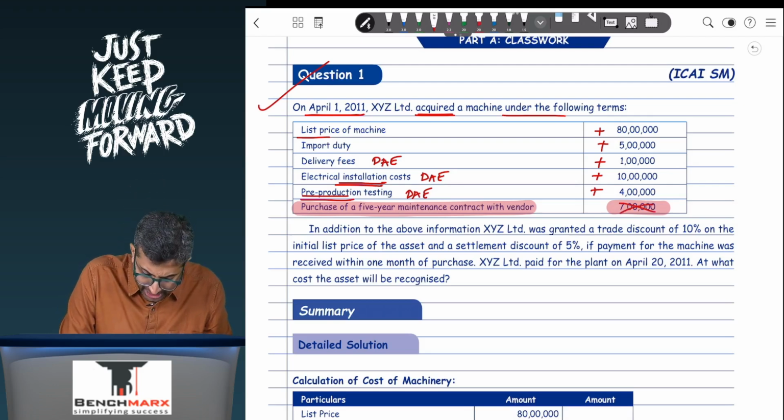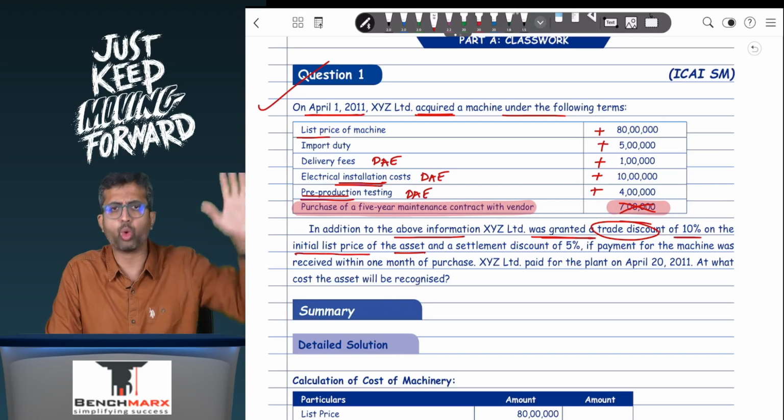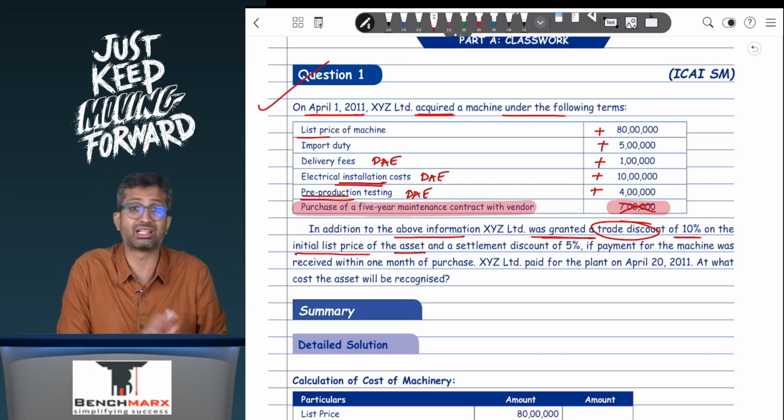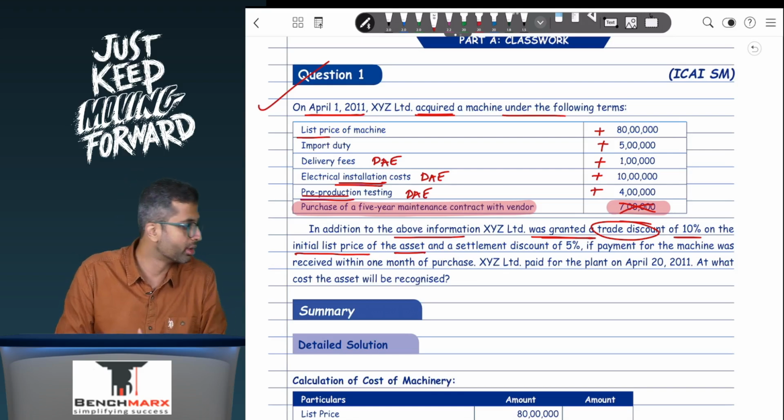Okay. In addition to the above information, XYZ was granted a trade discount of 10% on the initial list price of the asset. Think and tell me, what do you guys think on the initial list price of the asset? There's a 10% discount. Will that be added, deducted or ignored?